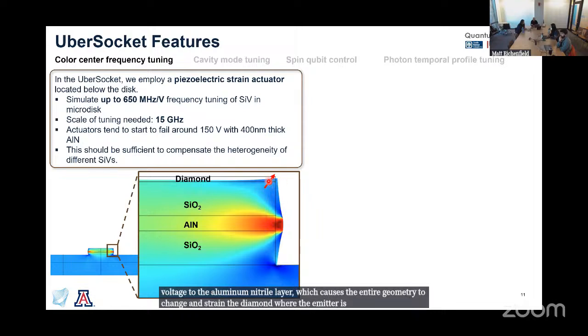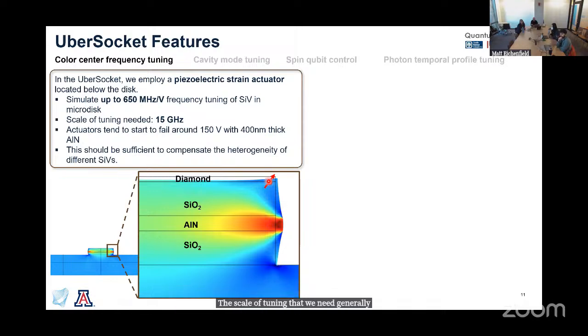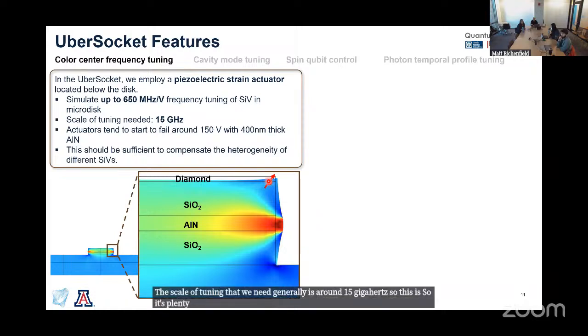Using this, we simulate up to 650 megahertz per volt of frequency tuning of a silicon vacancy in a microdisc. The scale of tuning that we need generally is around 15 gigahertz. So this is plenty to be able to compensate for that, given that we can apply around 100 to 150 volts before the devices start to fail. And so this should be sufficient to compensate the heterogeneity of different silicon vacancy centers, to be able to tune distinct emitters to be identical.